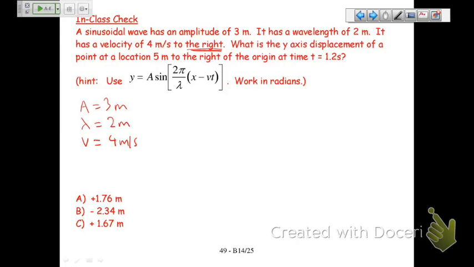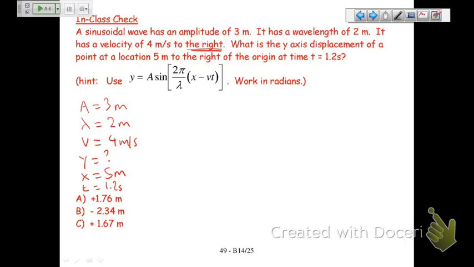And then what is the y-axis displacement of a point? My x is equal to 5 meters, and my t is equal to 1.2 seconds. Notice, I'm not telling you that x is 5 meters. You've got to interpret from the words what the letters stand for. In fact, I could have said I simply move this thing to the right and let it go, in which case I tell you the amplitude.